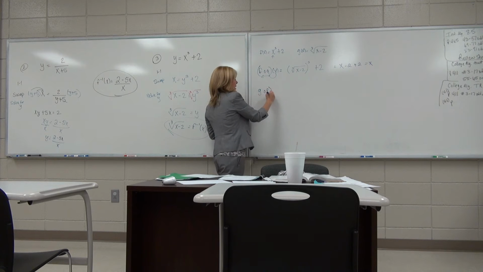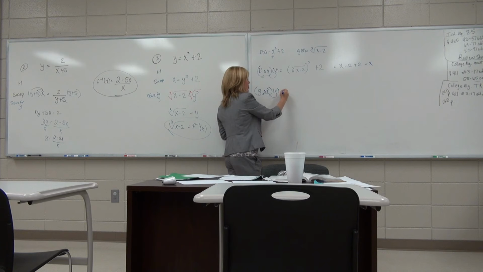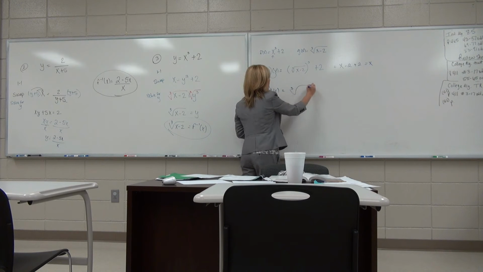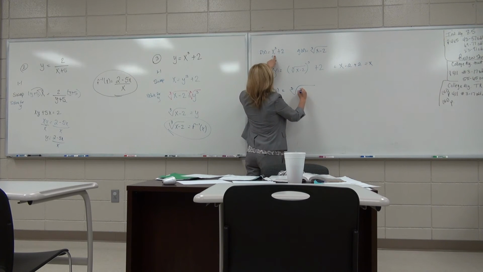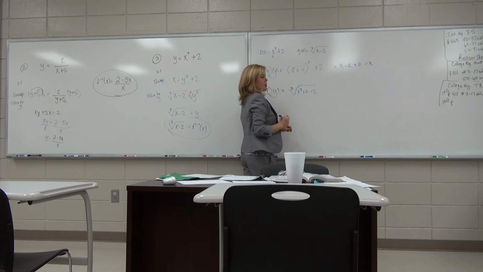Now you want to find g composed of f of x. So you're going to put your f function inside of your g function. So it's going to be the cube root of x cubed plus 2 minus 2.